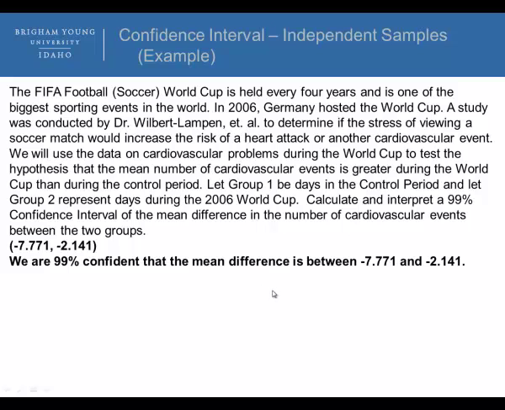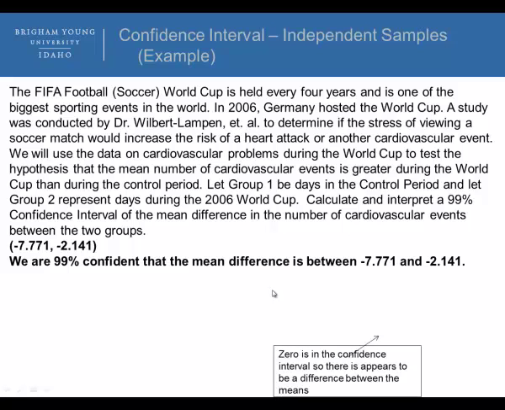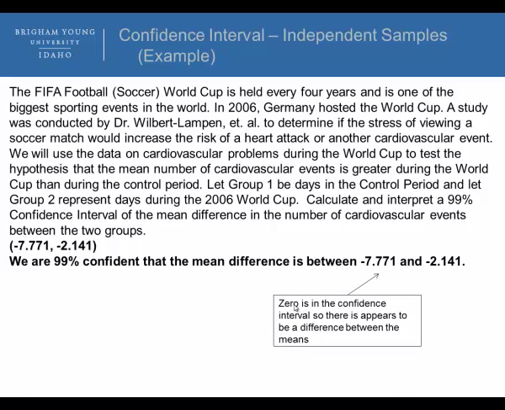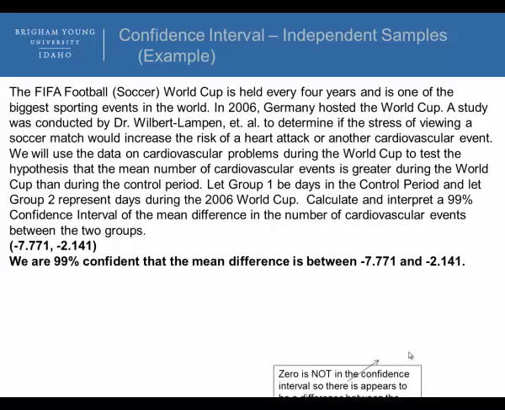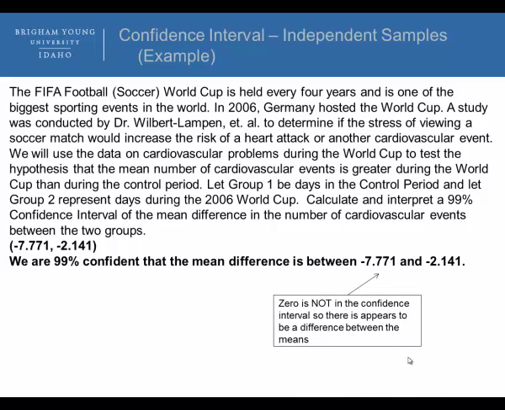Now in this case, can we tell if there's a difference based on our confidence interval? The answer is yes. 0 is, I should say, not in the confidence interval. It says is in the confidence interval, but it's not in the confidence interval. I'll just type that in here: is not in the confidence interval. So there appears to be a difference between the two means. And so 0 is the magic number when we're looking at matched pairs and independent samples to see whether or not there is a difference.